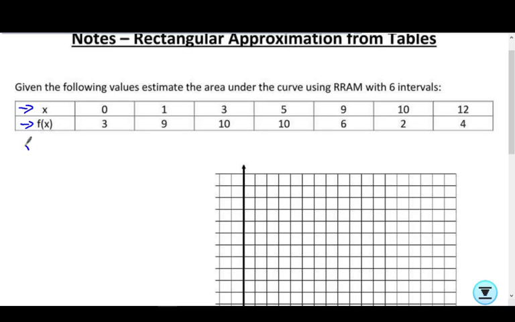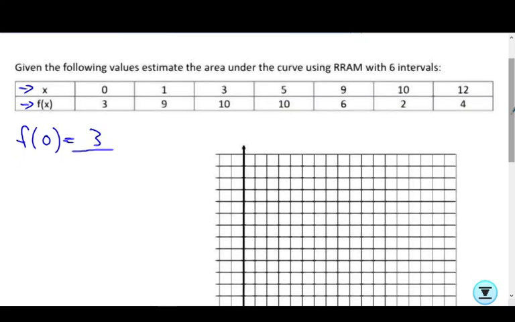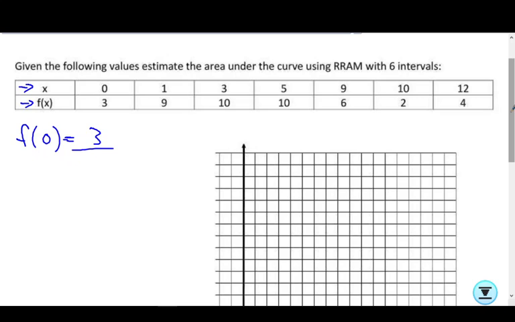So it would have been like if we had done this, f of 0 equals 3. And we created our table basically going down. This one's just going across. So just to give you an idea, we're going to be finding the area under the curve using RRAM and 6 intervals for this given data.